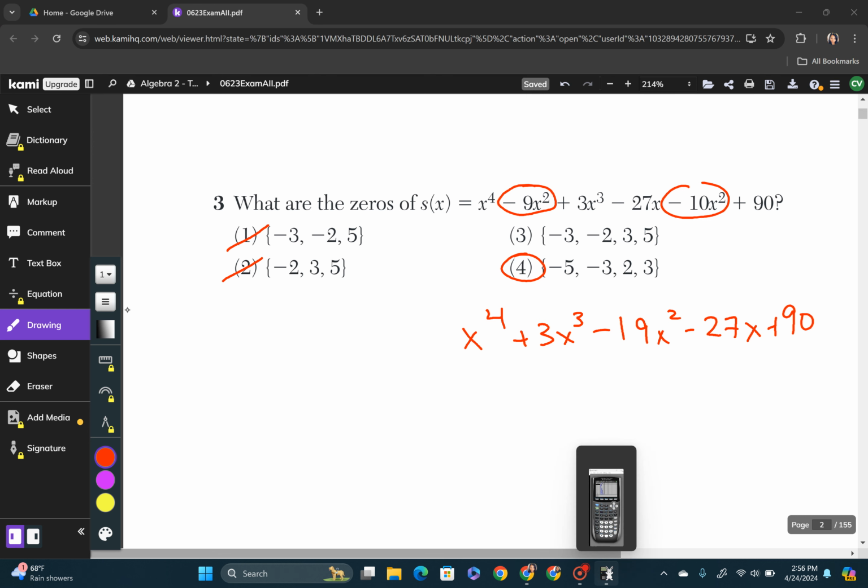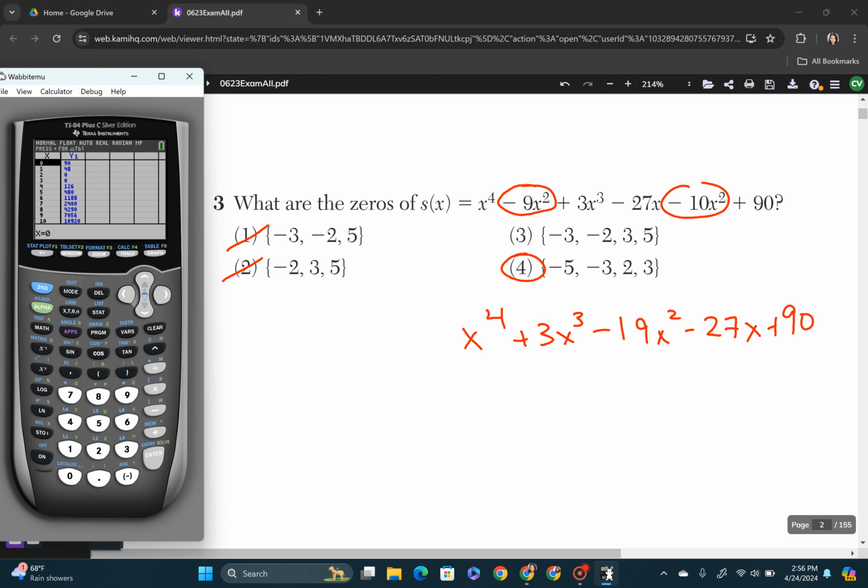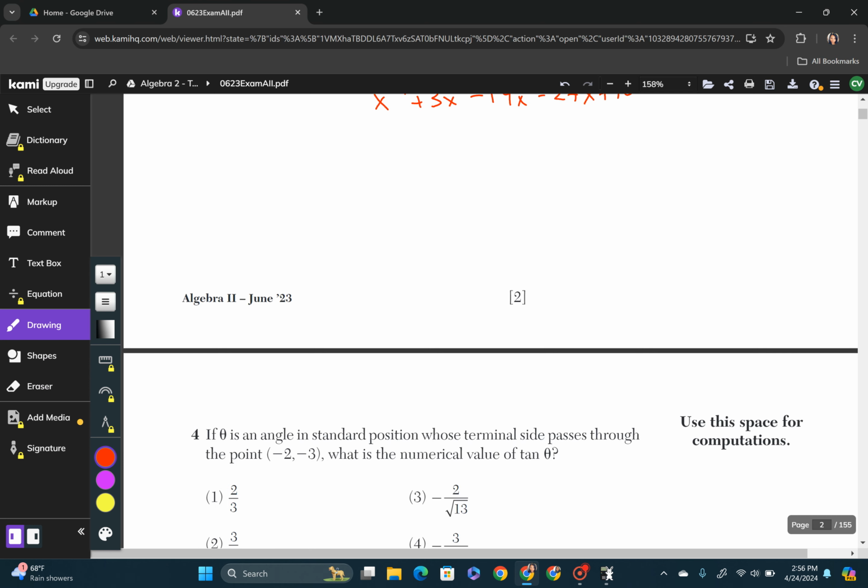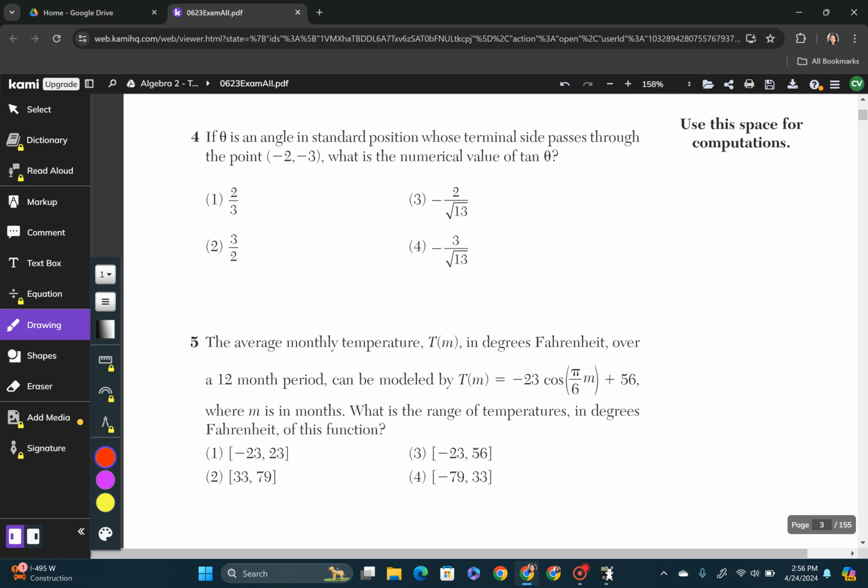Okay, so I can verify that the others are true. Let's go to the negative side, and boom, -3 and -5. Okay, so the answer choice that makes sense is number 3. All right, number 4.